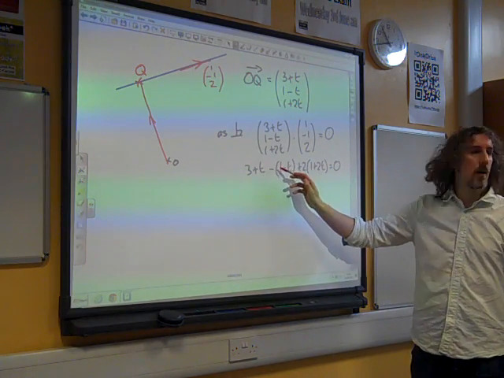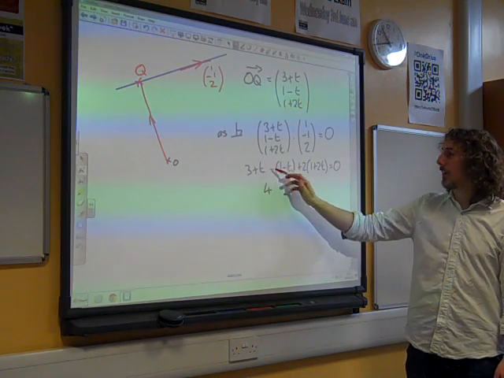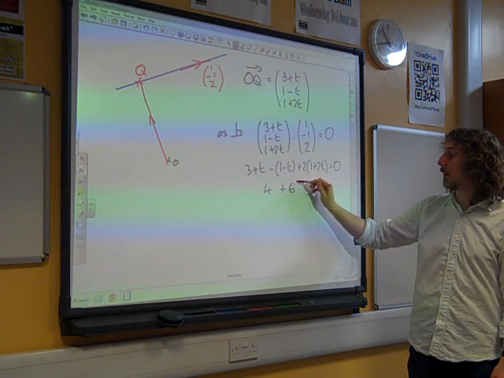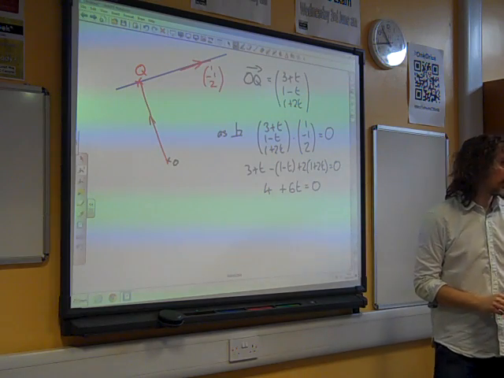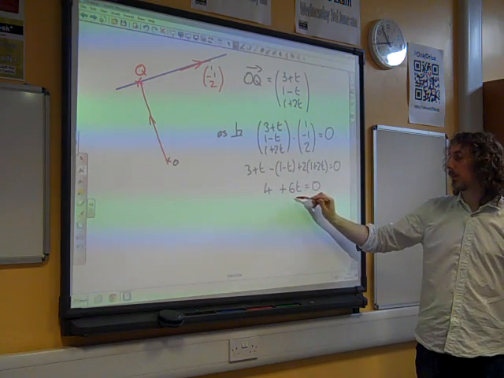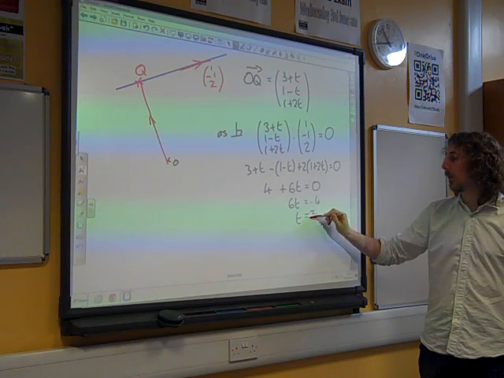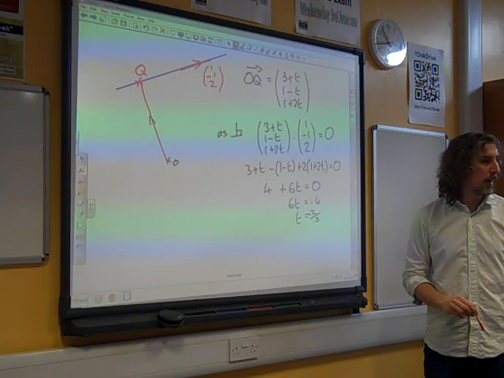What have we got there? 3 minus 1 is 2, plus 2 is 4, and we've got t plus another t is 2t, plus another 4t. I think that's right. So if we rearrange that, 6t equals minus 4, so t is minus 2/3.